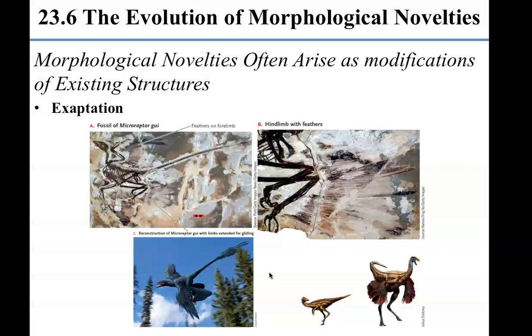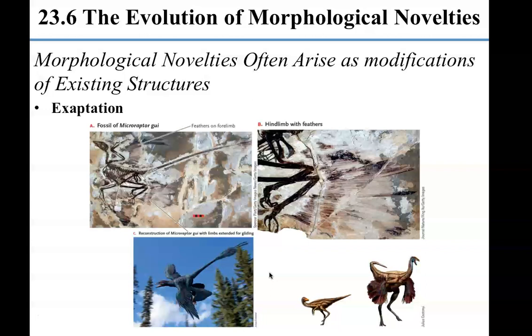Morphological novelties often arise as modifications of existing structures. So sometimes a trait that is adaptive in one context is also advantageous under different circumstances. This is called exaptation. Exaptation is when a trait that's adaptive in one context is advantageous in another.